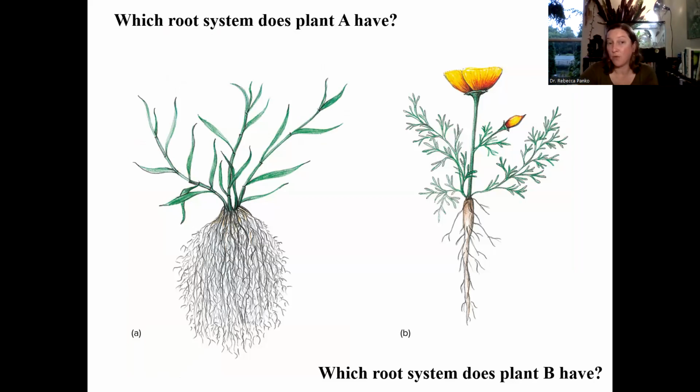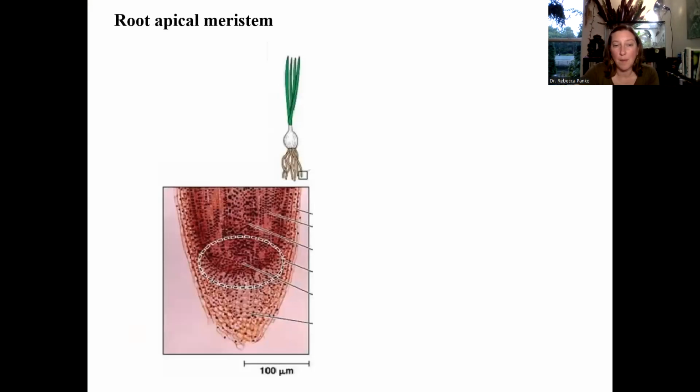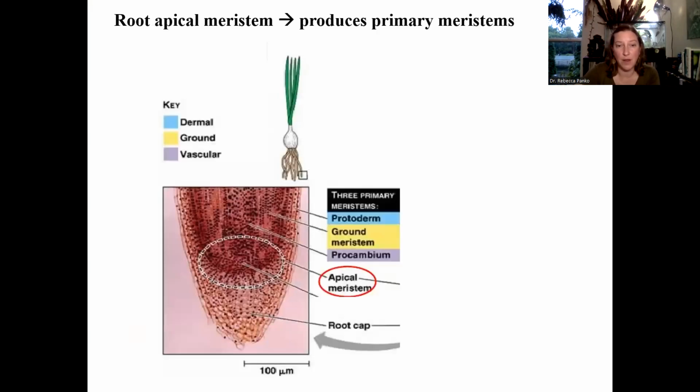Right, this is a type of question that I might show you on a homework or something like that, right? Different types of root systems. Okay. Root growth and region. So remember I said that there is an apical meristem located at the roots, just like there is in the shoots. So if we were to look, this is a plant here. And if we were to do a close up at the tip of a root, that's what we're seeing here.